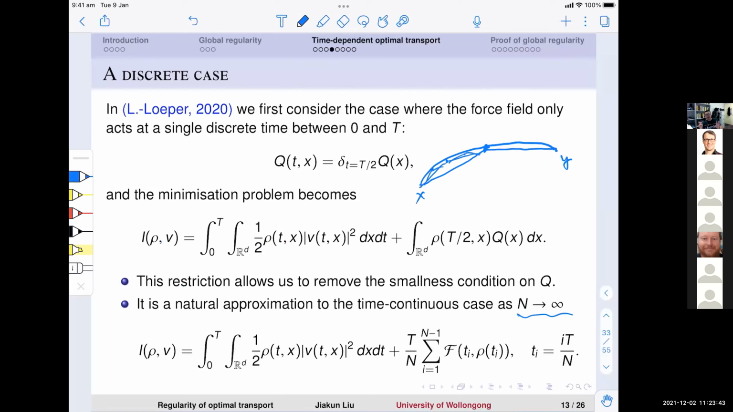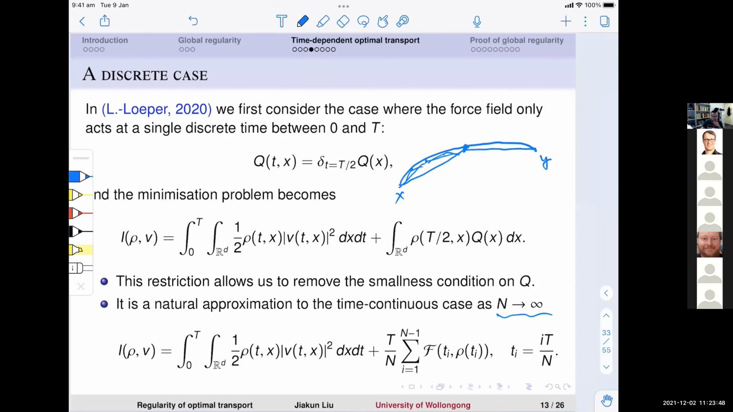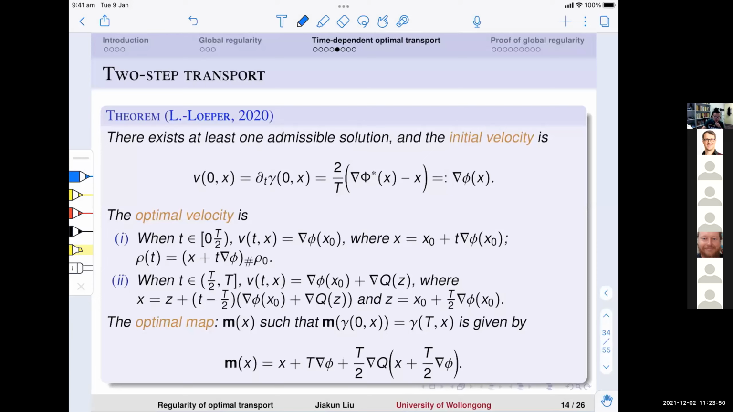Does that make sense? So that's actually our original motivation. Okay. All right, so what's our result? By considering this two-step evolution, we actually can understand everything very clearly. So what does that mean? That means we can prove there exists at least one admissible solution.